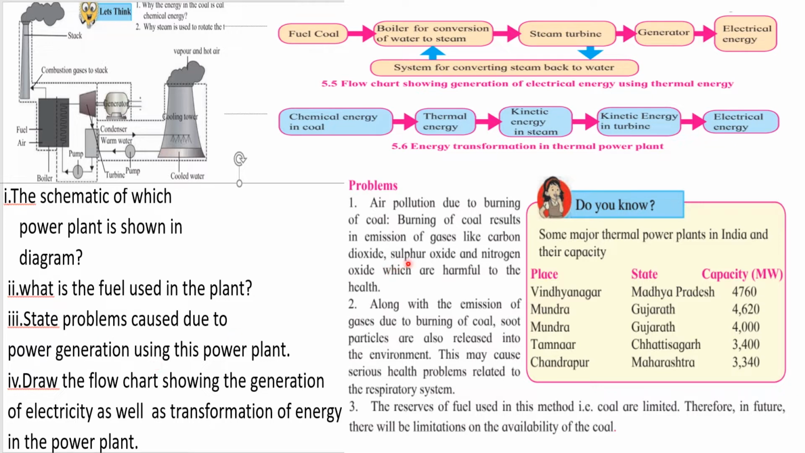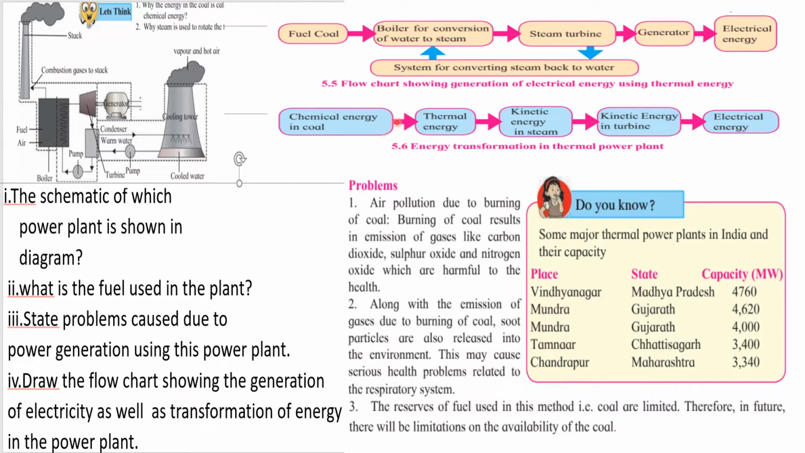What are the problems? Due to the burning of coal, there is emission of gases like carbon dioxide, sulfur dioxide, and nitrogen oxide, which are harmful to earth. Along with this, there is emission of soot particles, which cause respiratory health problems. Also, the reservoirs of coal are limited, so for future generations it may not be available.